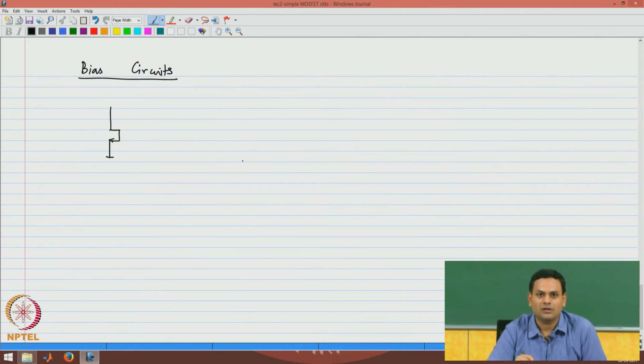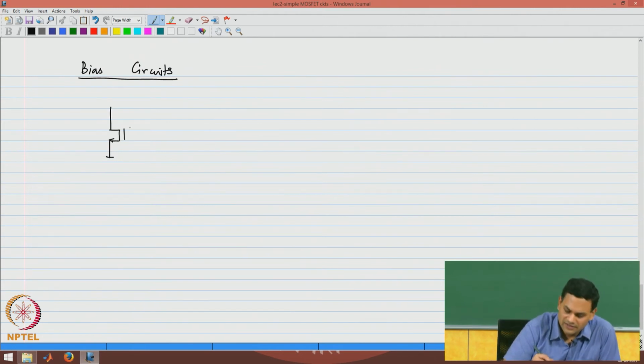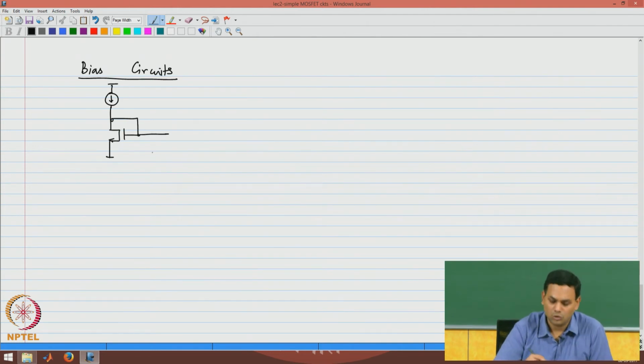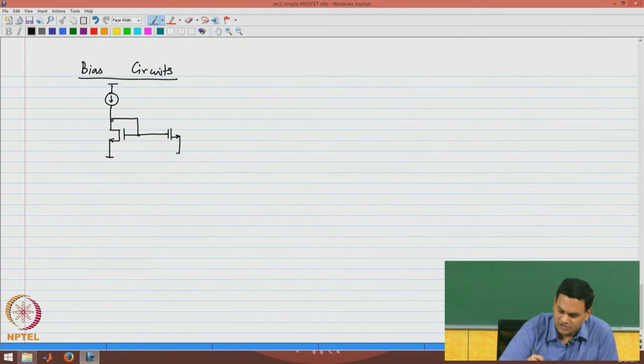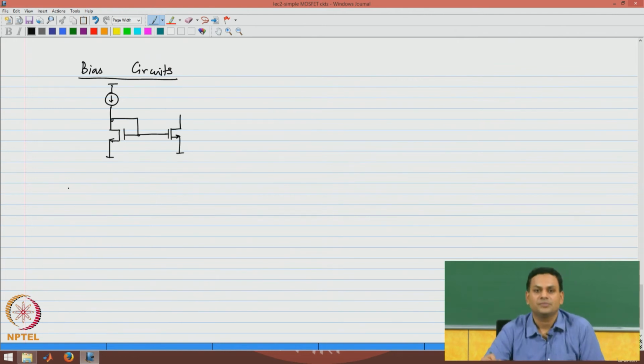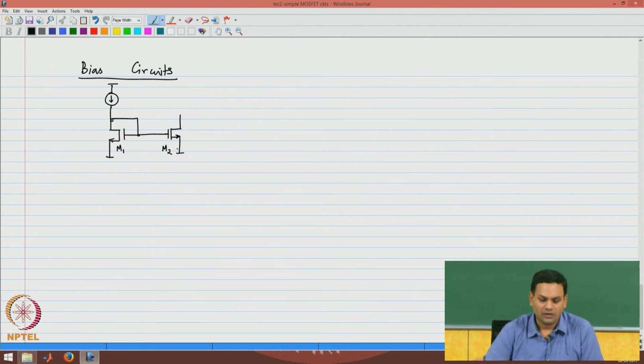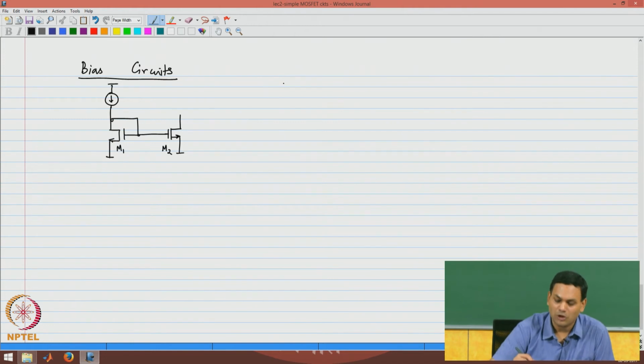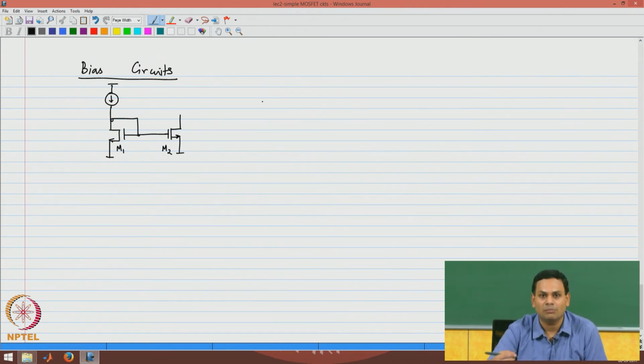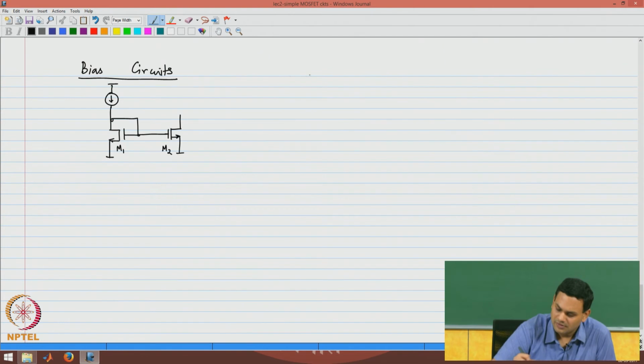You may remember from your basic circuits course that it is possible to use a current source to generate the required gate source voltage for a MOSFET. Now that we have multiple MOSFETs, I am going to call them M1 and M2. One of the things we will rely upon, as you will see, becomes more and more important as we go ahead in the course.